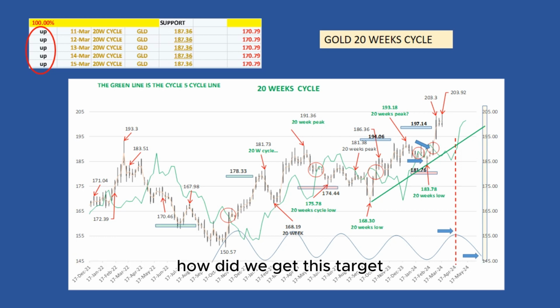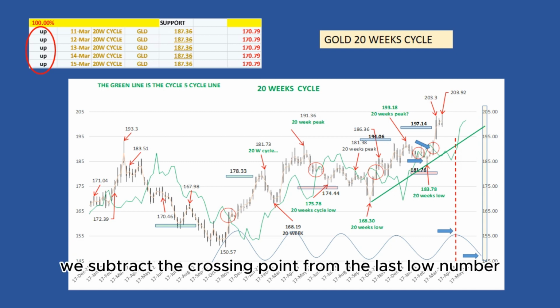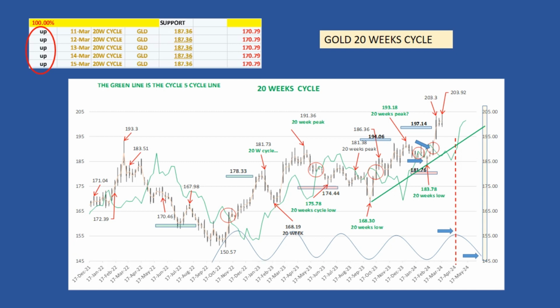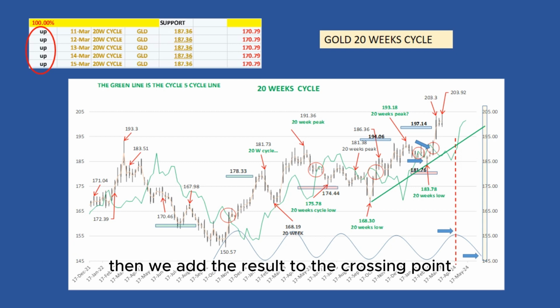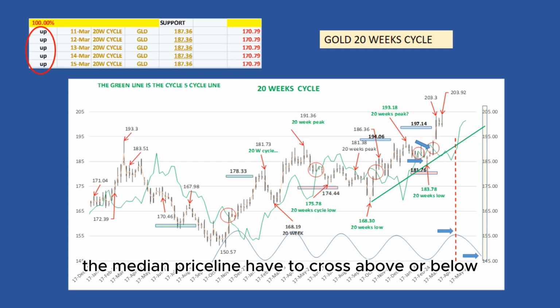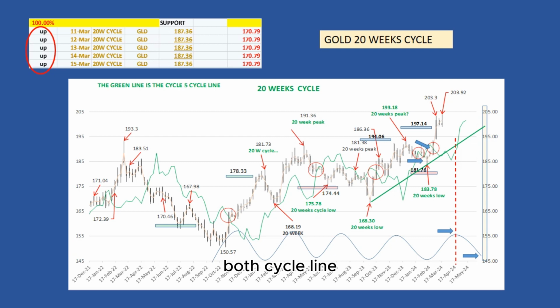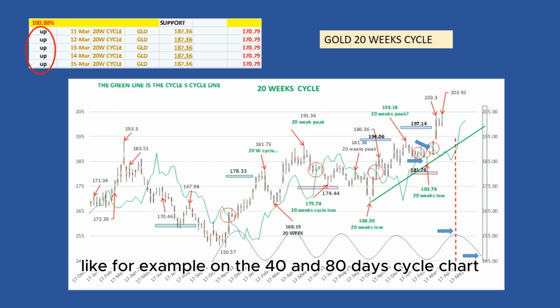How did we get this target? We subtract the crossing point from the last low made below the cycle line. Then we add the result to the crossing point. A very important precision: to be a valid signal at the crossing point, it must be the median price line that crosses above or below the cycle line, the yellow line. And when there are two cycle lines, to be a valid signal, the median price line has to cross above or below both cycle lines, like for example on the 40 and 80 days cycle chart.